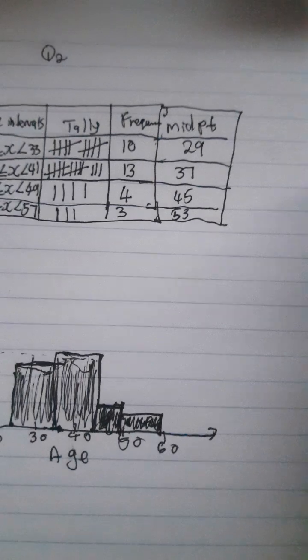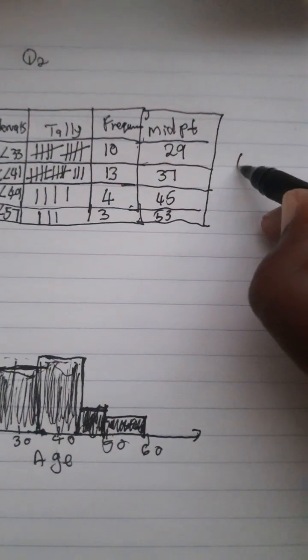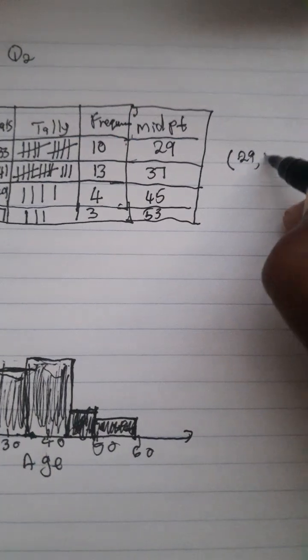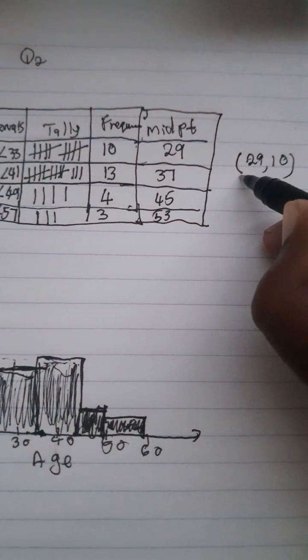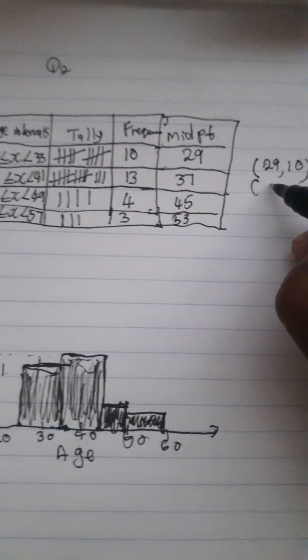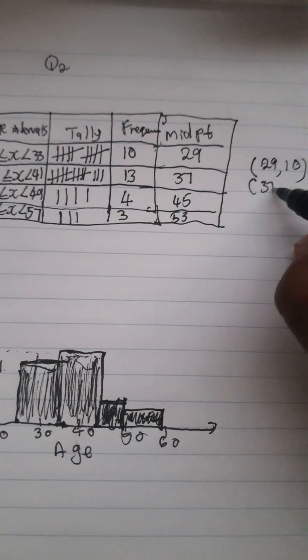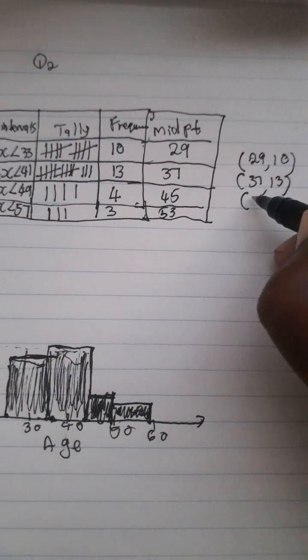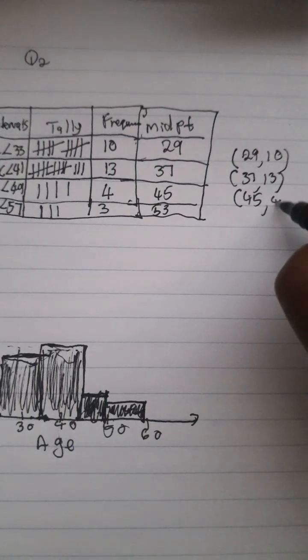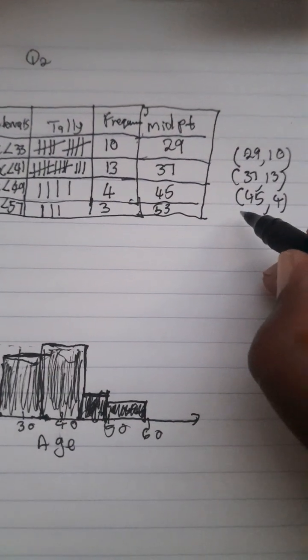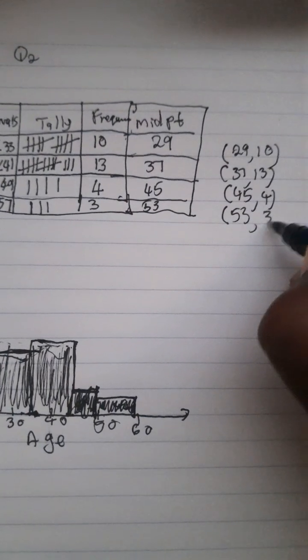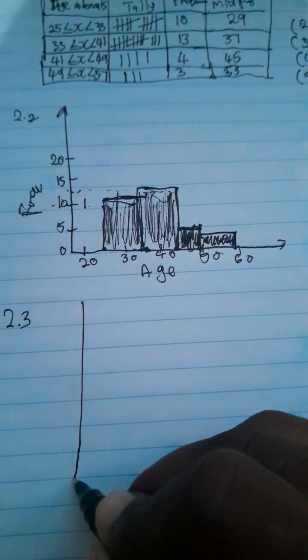So from here we can formulate a coordinate. 29 is to 10. We also have 37 is to 13. We also have 45 is to 4. We also have 53 is to 3. So I'll have to draw the frequency polygon.